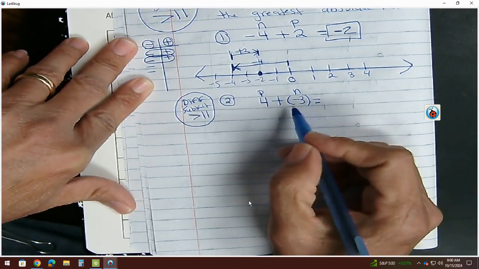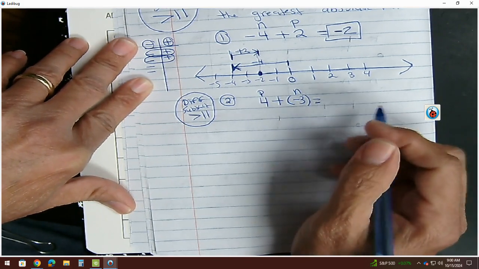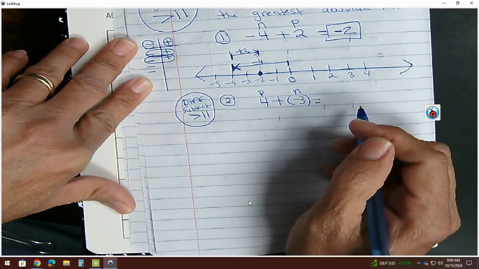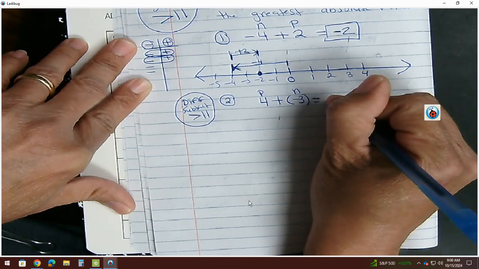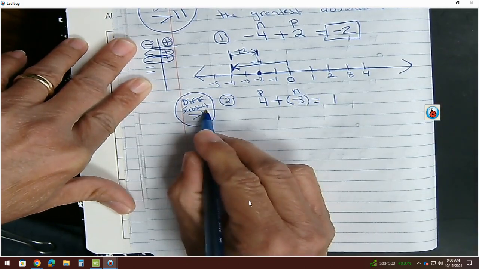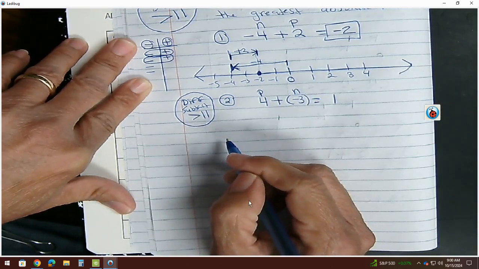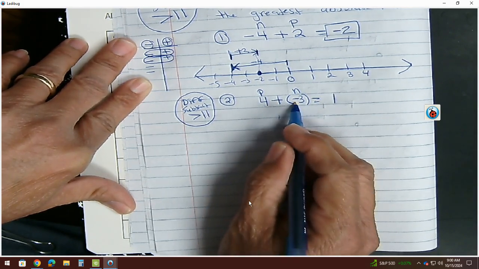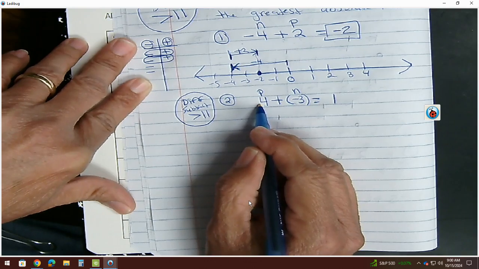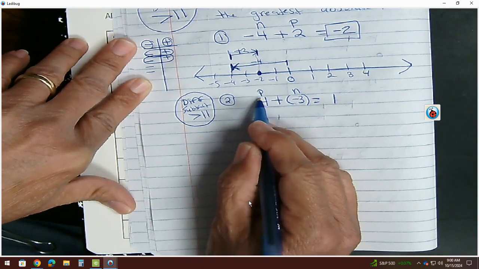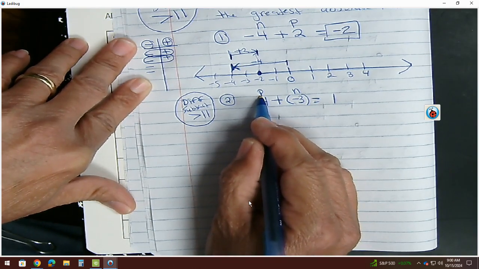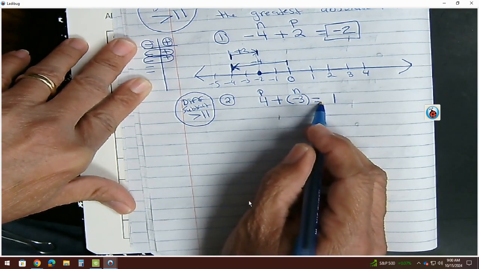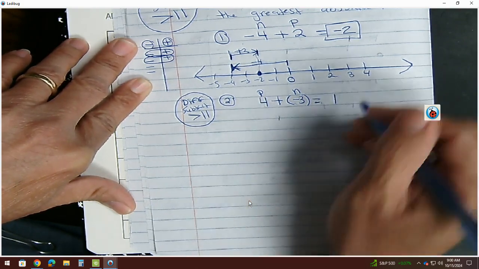So let's do it. What's 4 minus 3? Put the 1. That's step 1, subtract. Step 2, keep the highest absolute value. Who has the highest absolute value, the 4 or the 3? 4 has the highest absolute value. And who's there? Positive. So the answer is going to stay positive.